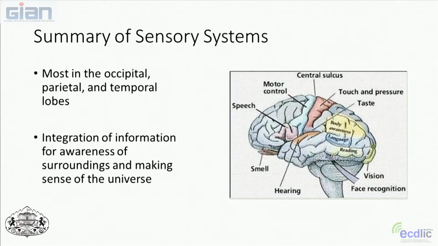Okay, so in summary of the sensory systems, they are mostly in the occipital, parietal, and temporal lobes for the main touch, vision, and hearing. And then you also have smell and taste sensation. You can see where each of those is labeled in the brain. And it's this integration of information, like I mentioned, that makes us aware of our surroundings and helps us make a complete picture of the universe around us.